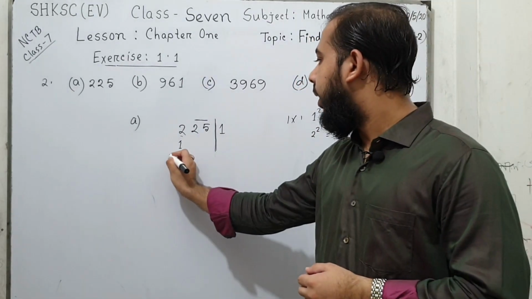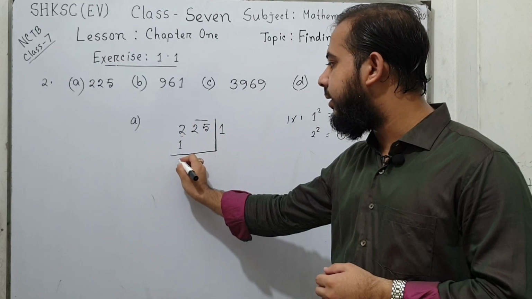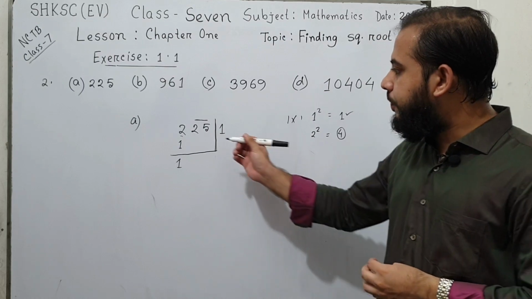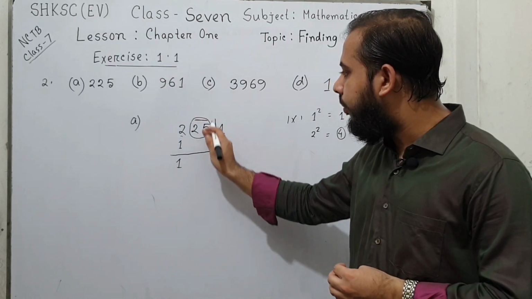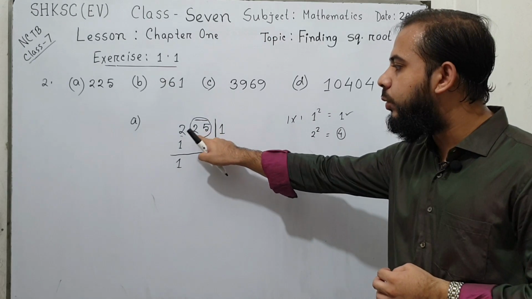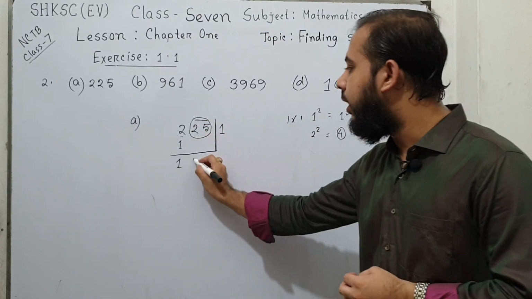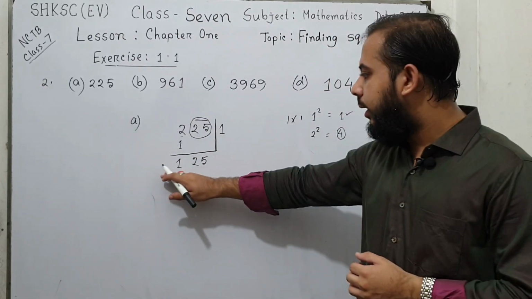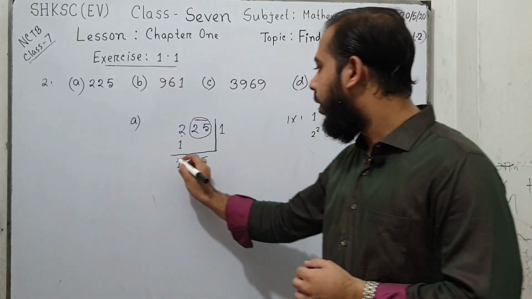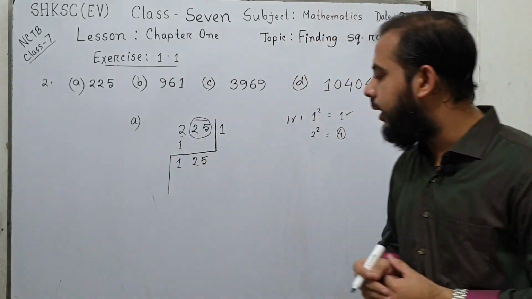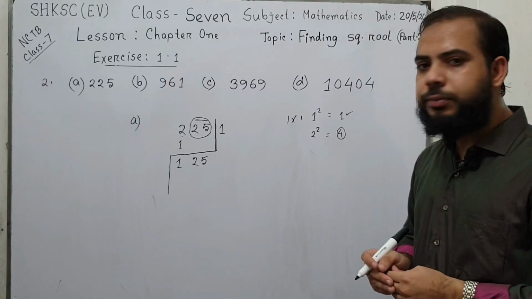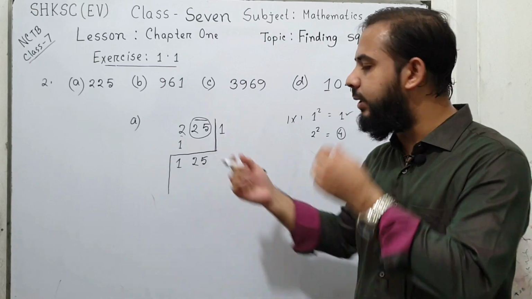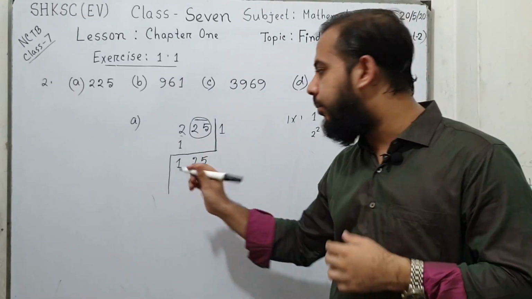Okay, now as in the division method, you have to subtract this. 2 minus 1 is equal to 1. Now we have to put down this pair, that is 25, here beside the previous subtraction. So now the number is 125. Now we draw another vertical line on the left side of these digits. Now you have to double this digit only. This digit is 1. So if we double it, it will become 2.